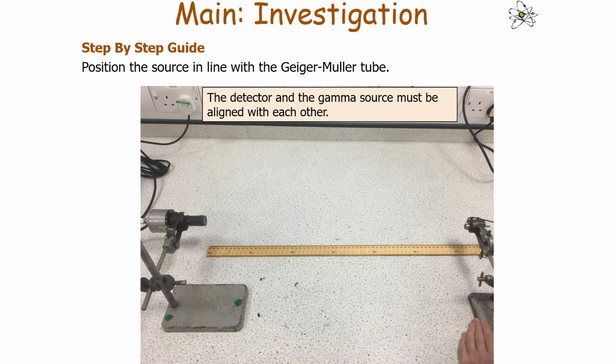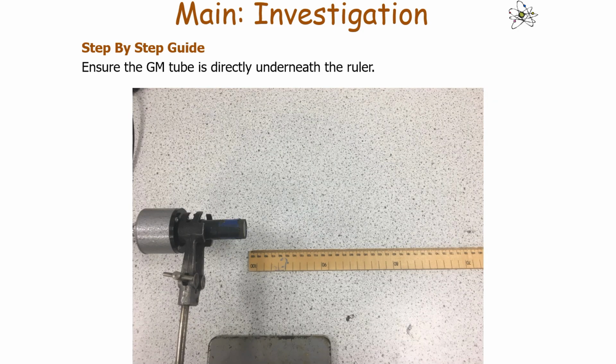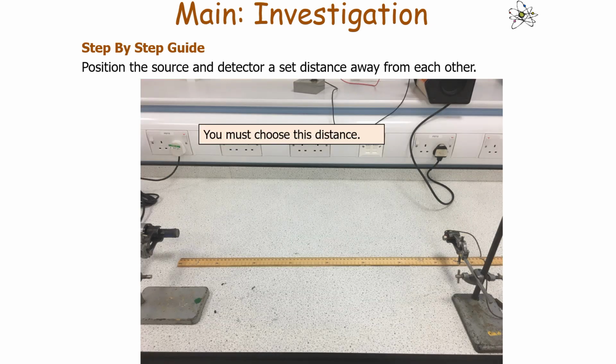You then place the source in line with the Geiger-Müller tube or counter, so they've got to be directly aligned with each other, again ensuring that your Geiger-Müller tube and your radioactive source are both directly underneath the measuring scale of the ruler. So you then position your source and the detector a set distance away from each other. Once again, you must choose this particular distance.